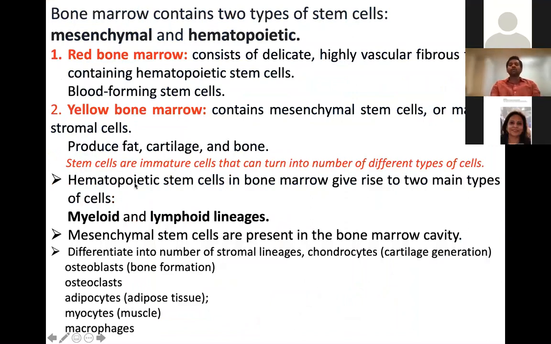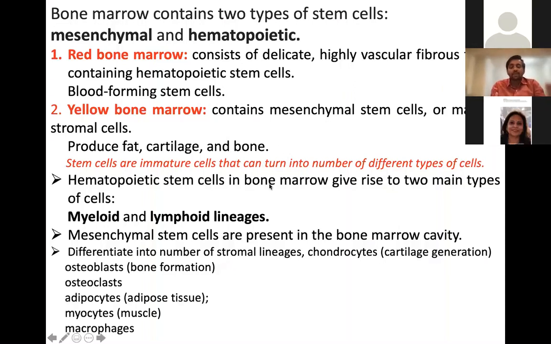Bone marrow contains two types of stem cells, mesenchymal stem cells and hematopoietic stem cells. We have two types of bone marrow, red bone marrow and yellow bone marrow. Red bone marrow generally contains the hematopoietic stem cells, which are blood forming stem cells. And yellow bone marrow contains the mesenchymal stem cells that usually produce fat, cartilage and bone. Stem cells are immature and they can turn into a number of different cell types.